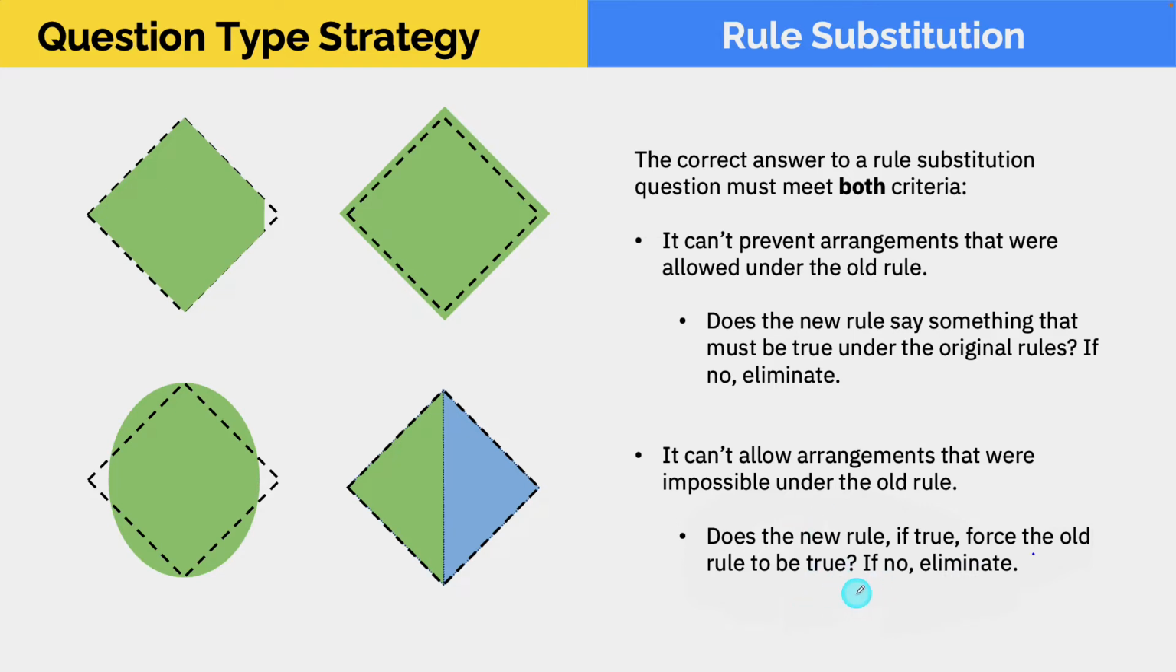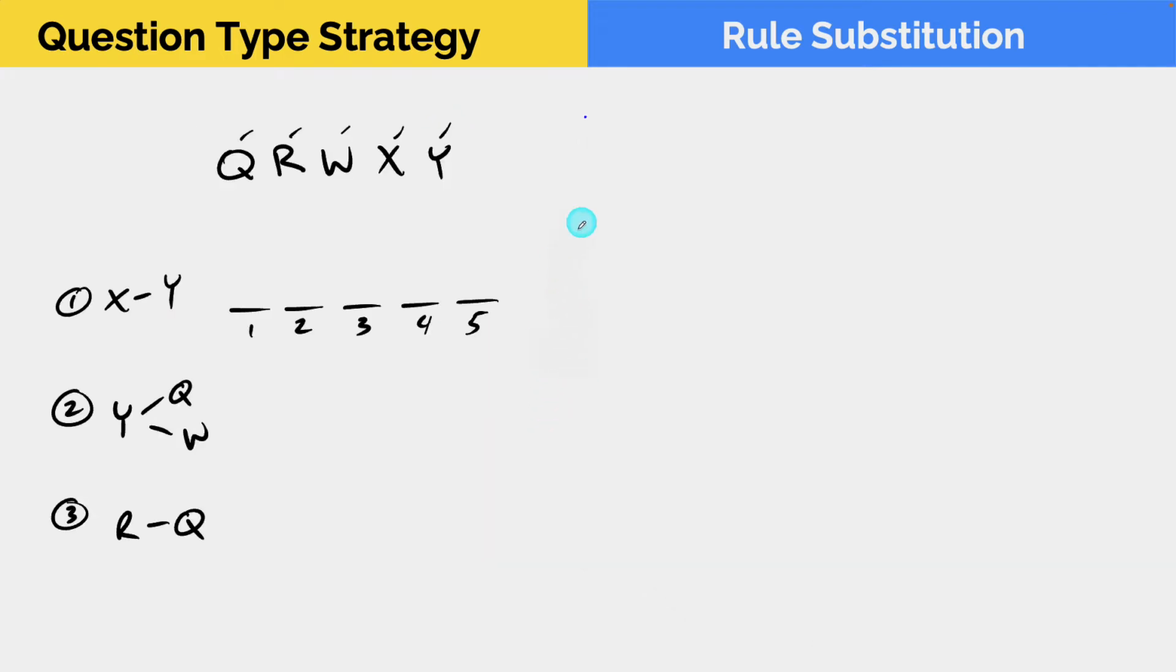And practically what that means is, if I can follow what the new rule says, but then come up with an arrangement that goes against what the old rule says, then it's wrong. The right answer should be one where if I follow what the new rule says, it's automatically going to make me follow what the old rule says as well. Now, all of this discussion is very abstract right now. Of course, we will take a look at a couple of examples to see these criteria in action. How do we actually work through a rule substitution question?